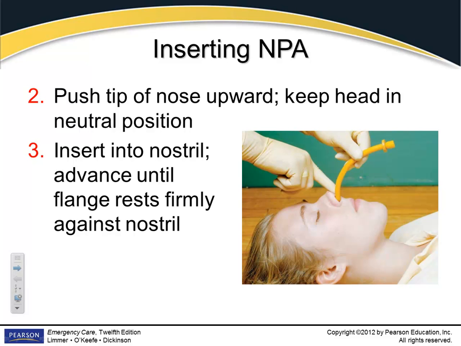Where do you put the bevel? You know what the bevel is? The little slice edge? To the wall, to the septum, to the inside of the nose is where that's going to go. And you gently just kind of work it. Now, if you're meeting a lot of resistance, you stop, get another one, and try the other side.